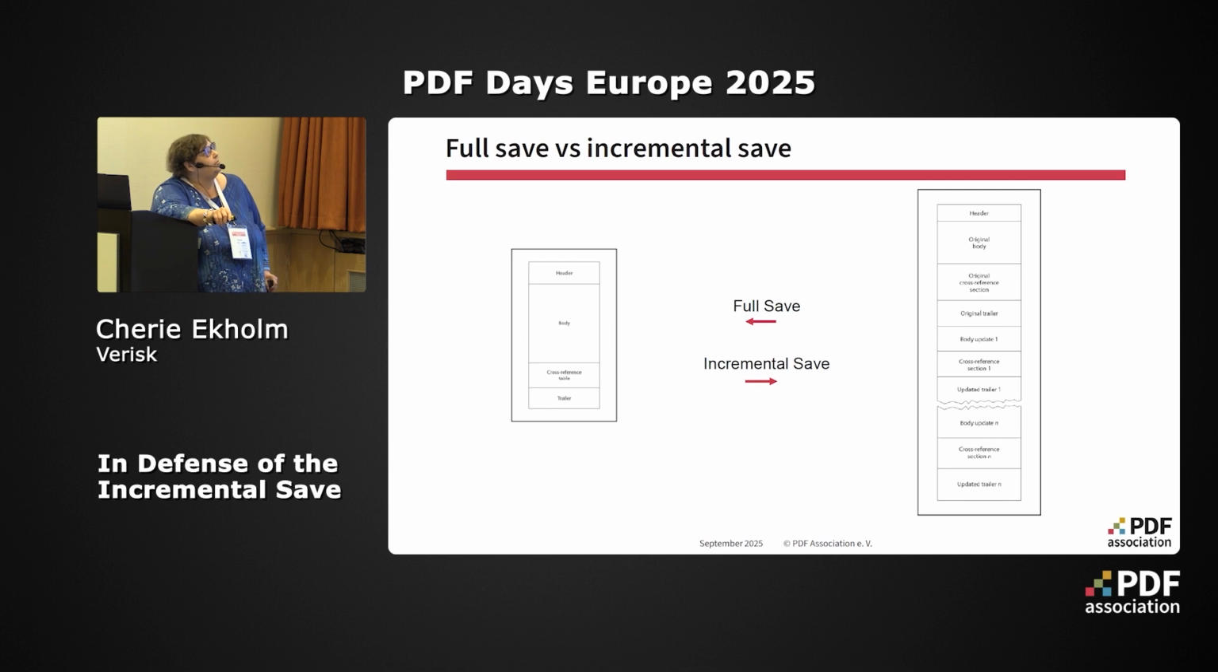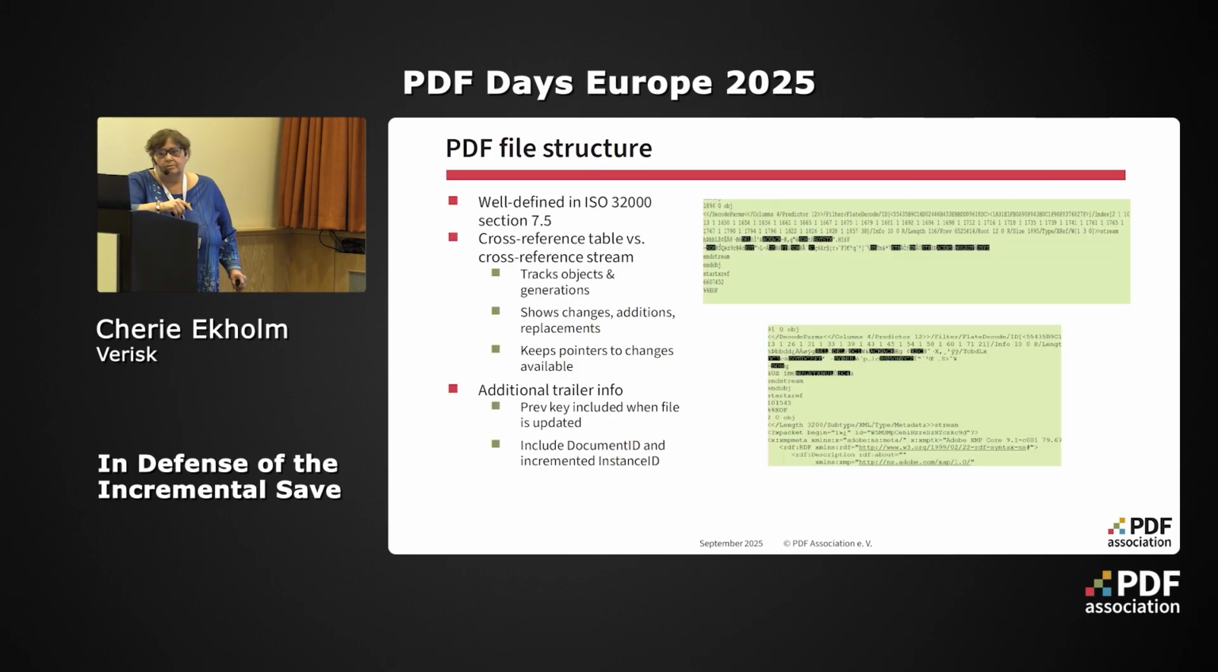Gives you a new save each time you get a new body, a new trailer, and all the good updated stuff. The file structure for PDF is well defined in section 7.5 of ISO 32000. It talks about cross-reference tables and streams, how you track objects, how you show the changes, how to keep the pointers available, and then additional trailer info as well.